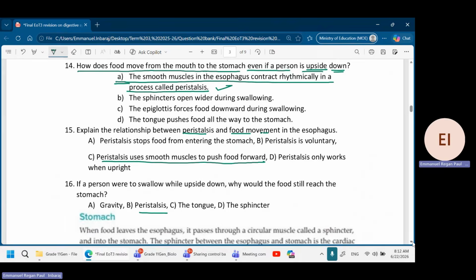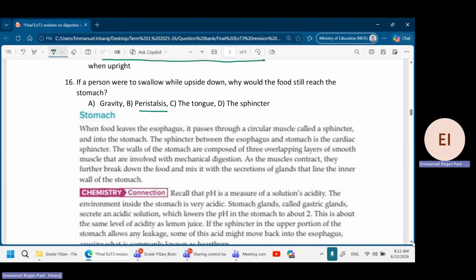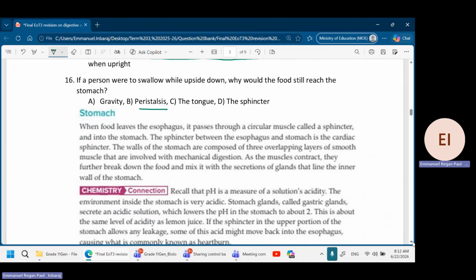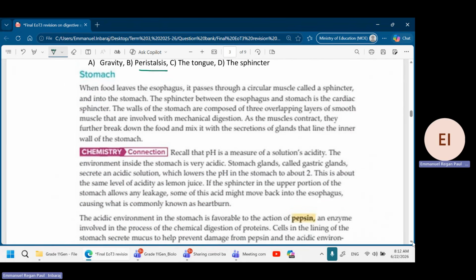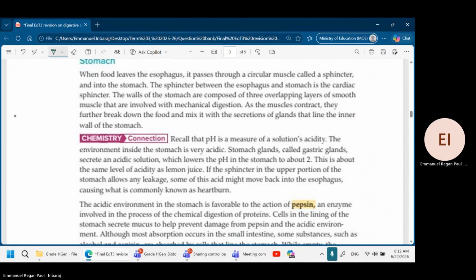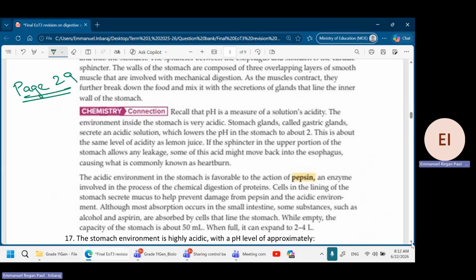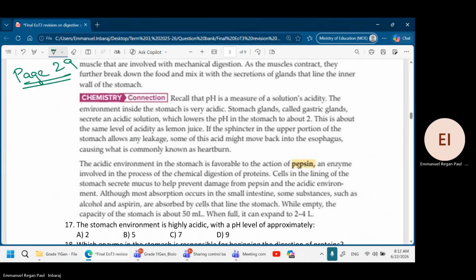All right, now let's move on to the next question. The next question is also from page number 29. I want you to move on to page number 29, and in this page, this question is going to be on pepsin.